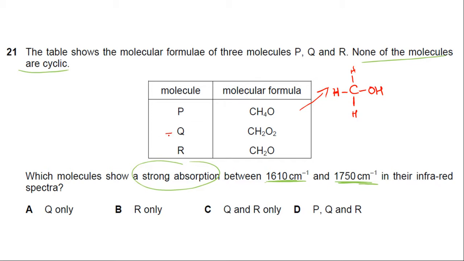And what about Q? So in the case of Q, I see two hydrogens and I see two oxygens, and that's something I would actually observe for a carboxylic acid. So HCOOH, and you can basically count. So one carbon, two oxygen, and then two hydrogens. And your R is CH2O, which is something you get to see for aldehydes mainly. And what I'm assuming is it's going to be HCHO.